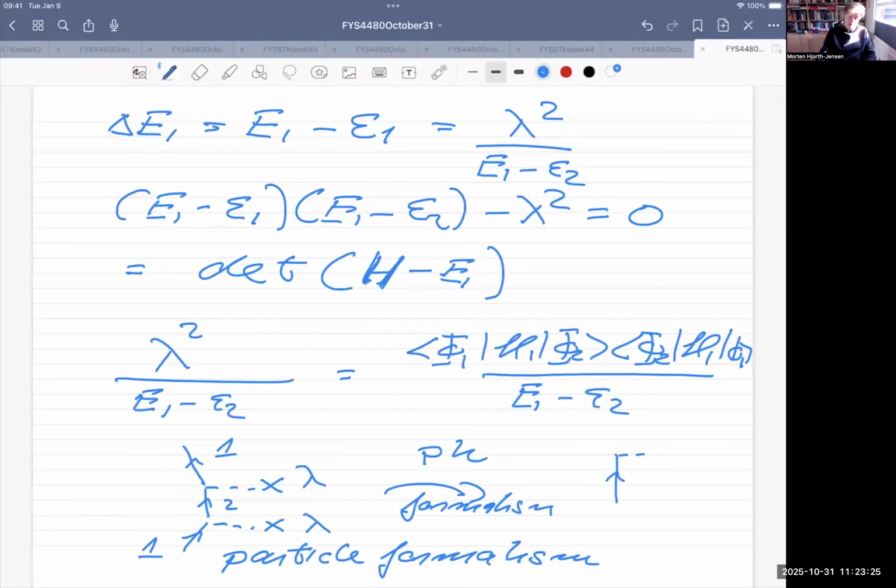So an arrow going up is a particle state, and arrows going down are hole states. So we put labels 2 and 1. So this is how we could represent this diagram in the particle-hole formalism. This is just to anticipate what is going to come now. However, we haven't done the Rayleigh-Schrödinger perturbation theory. So let's try to do that.